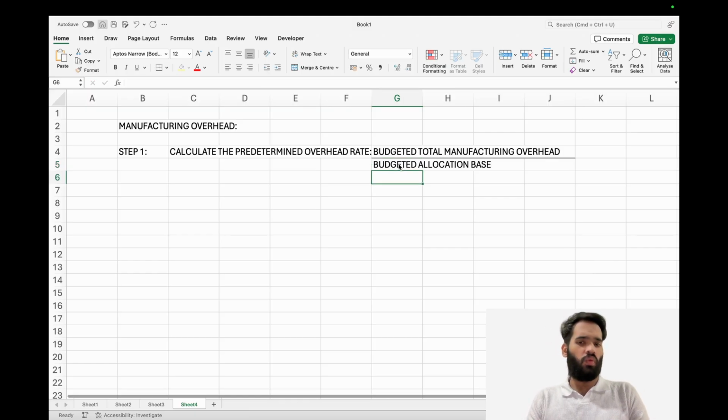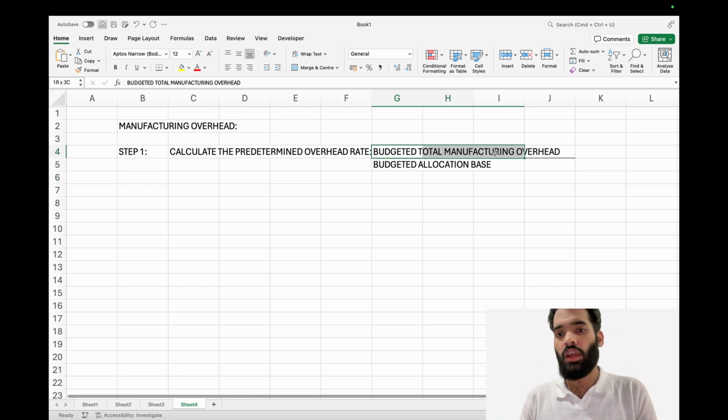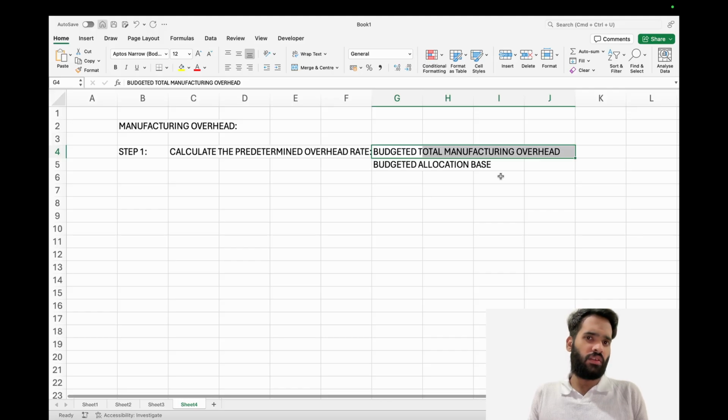Now let me explain what budgeted means. Budgeted means estimated, okay? Because we do this calculation of the rate at the start of an accounting period, of course we don't know the actual overhead. We can only estimate the overhead that is going to happen in total. And it's not as difficult as you might think, because most of the overhead costs are fixed: salaries, rent, depreciation. But again, if you're a student, it will be given in the question. So easy for you, I guess.